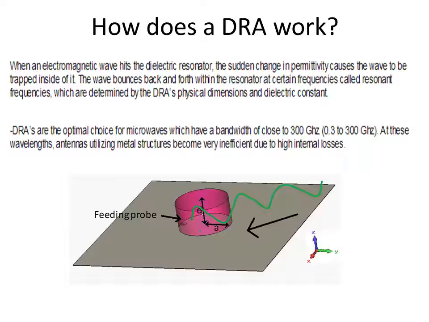How does a DRA work? When an electromagnetic wave hits the dielectric resonator, the sudden change in permittivity causes the wave to be trapped inside of it. The wave bounces back and forth within the resonator at certain frequencies called resonant frequencies, which are determined by the DRA's physical dimensions and dielectric constant. DRAs are the optimal choice for microwaves, which have a bandwidth of close to 300 GHz, from 0.3 to 300 GHz. At these wavelengths, antennas utilizing metal structures become very inefficient due to high internal losses.